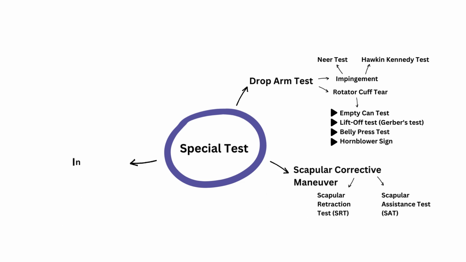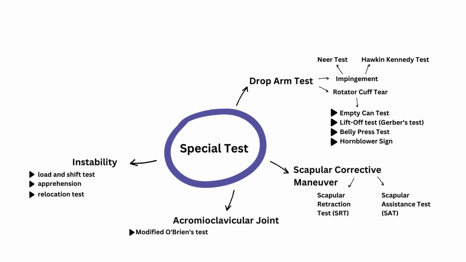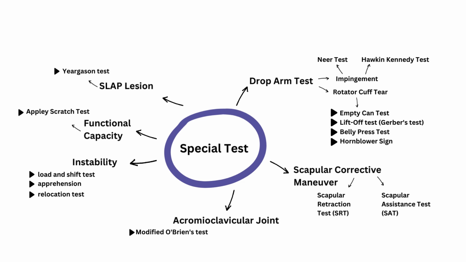To assess instability, load and shift test, apprehension and relocation test is used. For acromioclavicular joint, modified O'Brien test is used. To check functional capacity of shoulder, Apley scratch test is performed. To diagnose SLAP lesion, Yergason and O'Brien test is used.